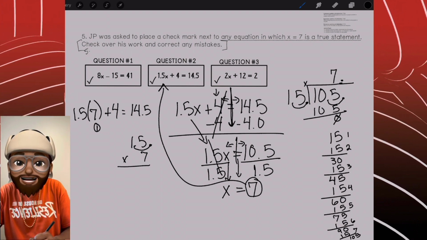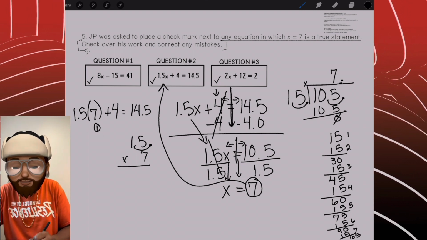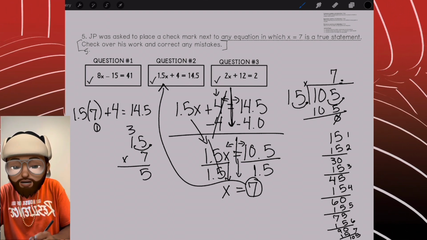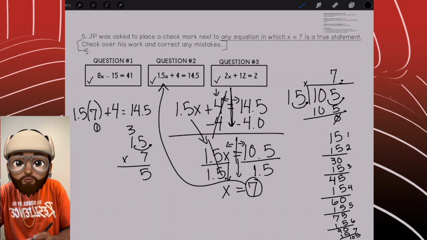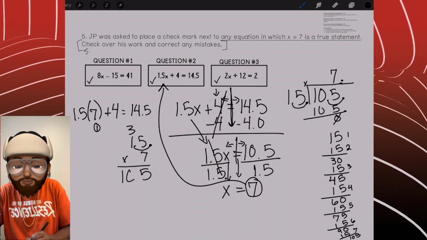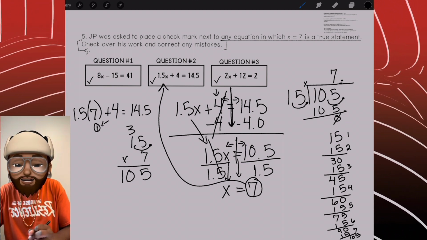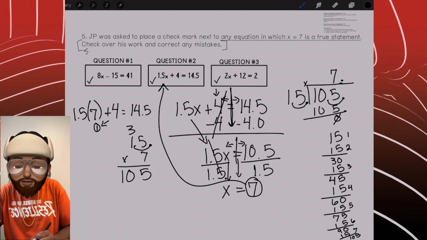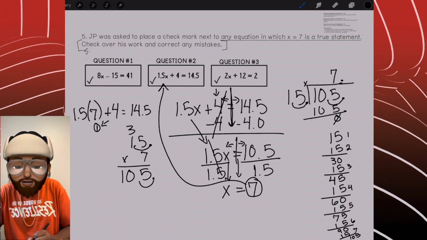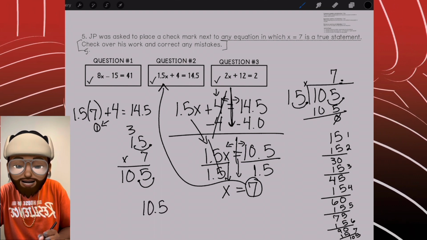Now we need to take the 7 times 5, which equals 35. You got it. And then we have 7 times 1, which equals 7. But then we add 3 to that, and that equals 10. Now that we have that number, we need to move the decimal back this many times, which is 1. And we move the decimal right over here. So our final answer will be 10.5 there.